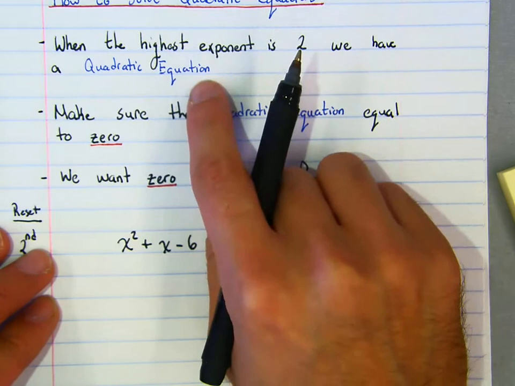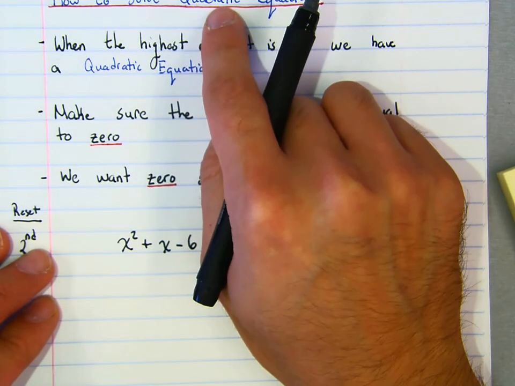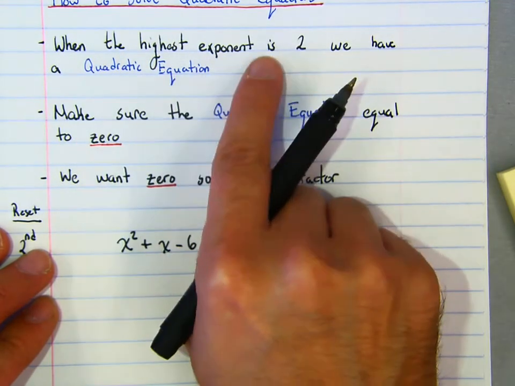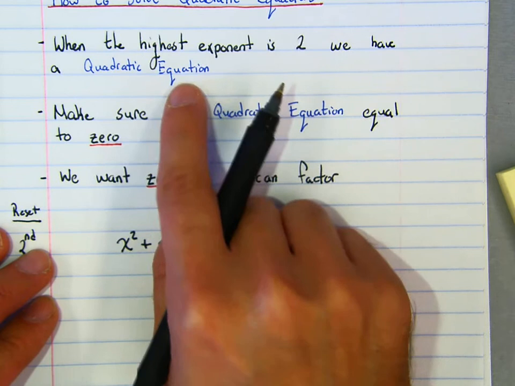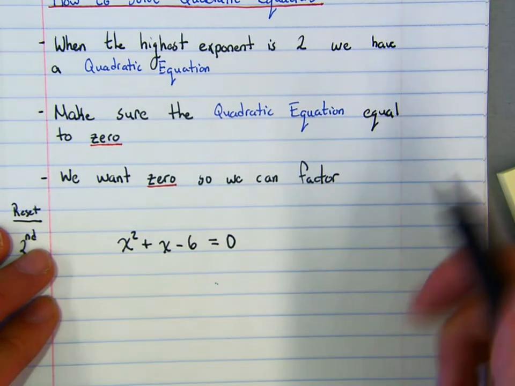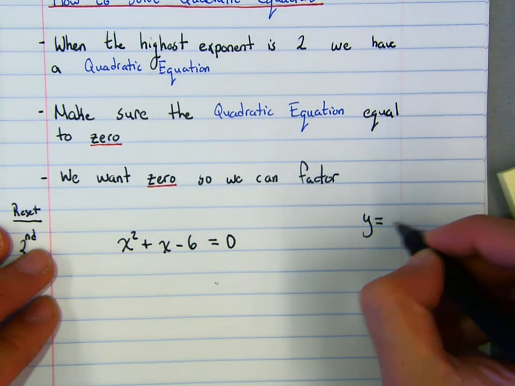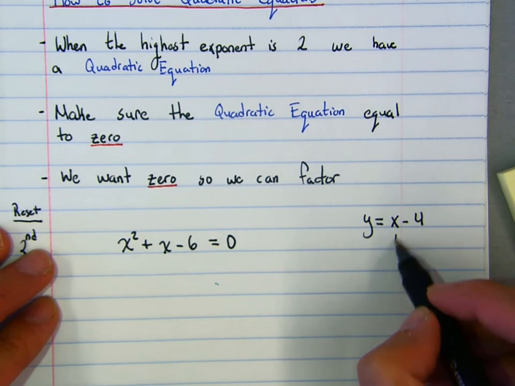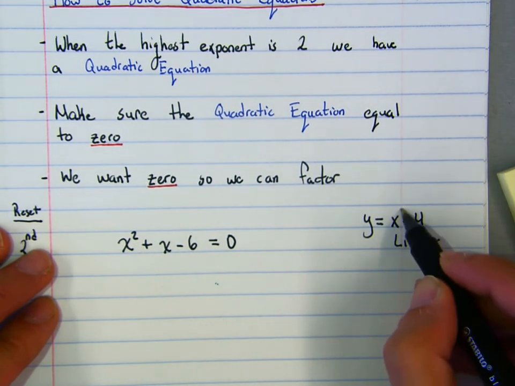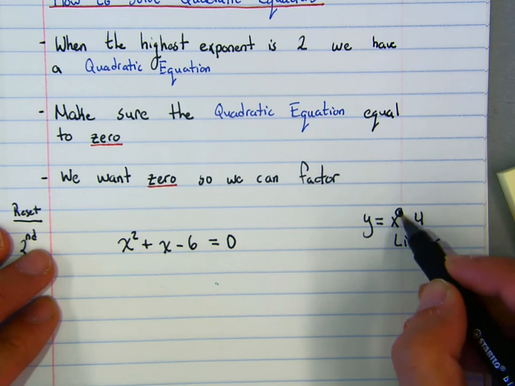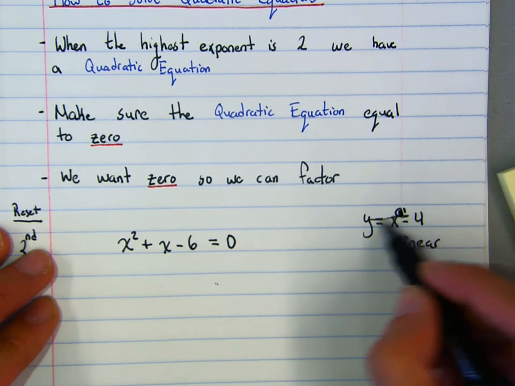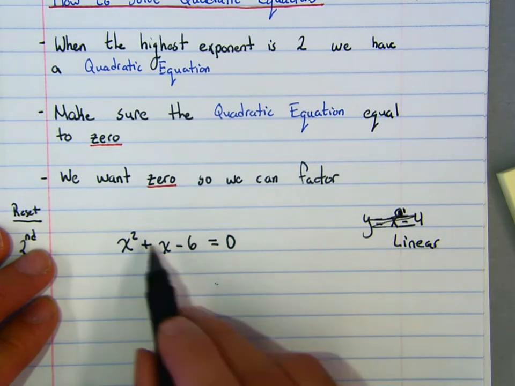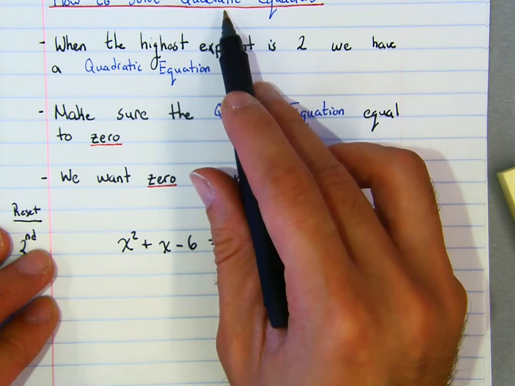How do I know what it means to be quadratic? When the highest exponent is 2, we have a quadratic equation, and this is quadratic. It's different than something like we did on Monday. The graph over here will be linear, because the highest exponent is 1. So this will be something different. When the highest exponent is 2, we say it's quadratic.